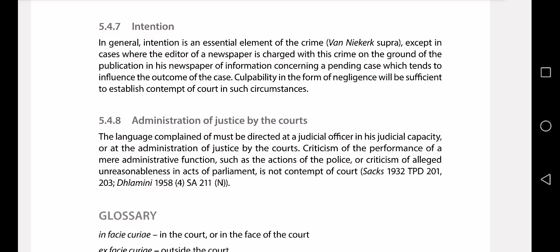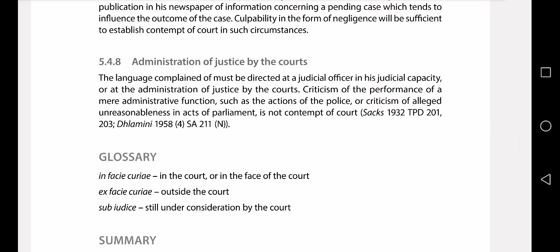Intention. In general, intention is an essential element of the crime, Faneke supra, except in cases where the editor of a newspaper is charged with this crime on the ground of the publication in his newspaper of information concerning a pending case, which tends to influence the outcome of the case. Culpability in the form of negligence will be sufficient to establish contempt of court in such circumstances.